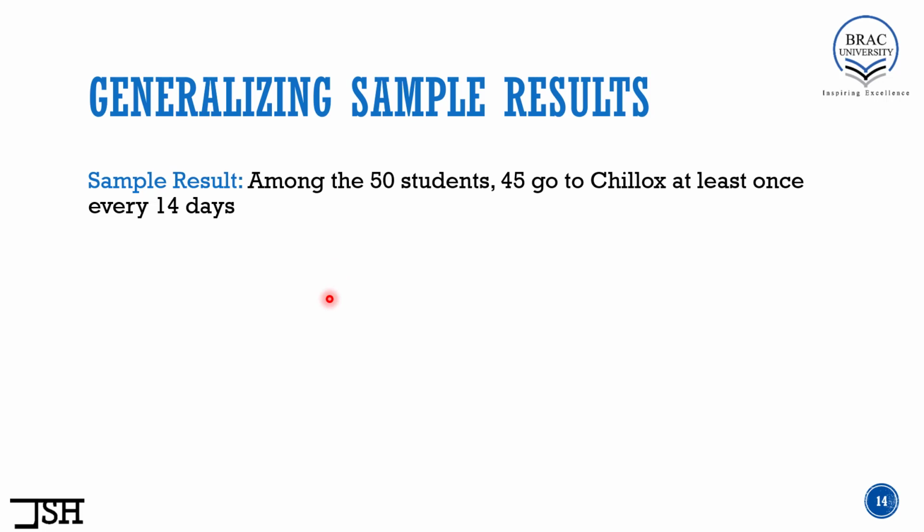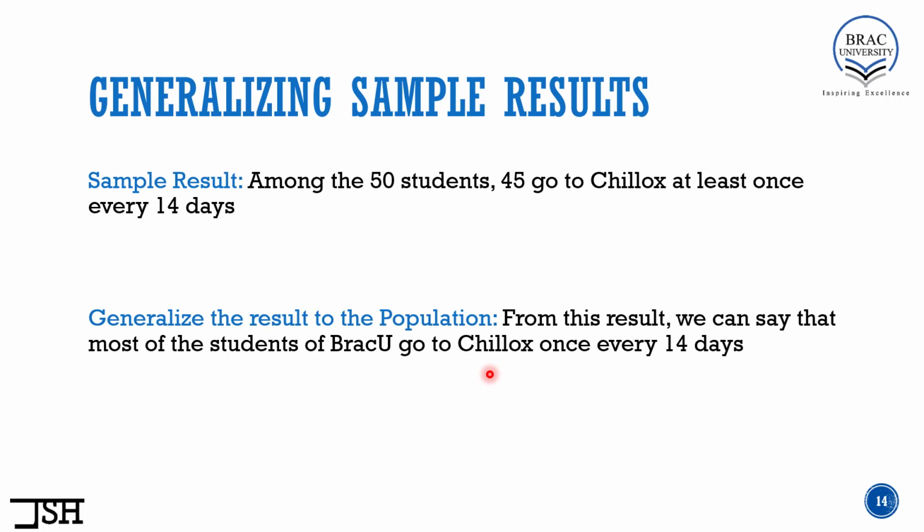Now, I have the sample result. Sometimes I can generalize this sample result for the whole population. Don't get confused, I'm explaining right now. What do we mean by generalizing? Generalizing means this: from the sample result, we can say that most of the students of BRACU go to Chilox once every 14 days. Whatever the result I got from the sample, I can say more or less the same thing for the whole population as well. And that is called generalizing the sample result to the whole population.